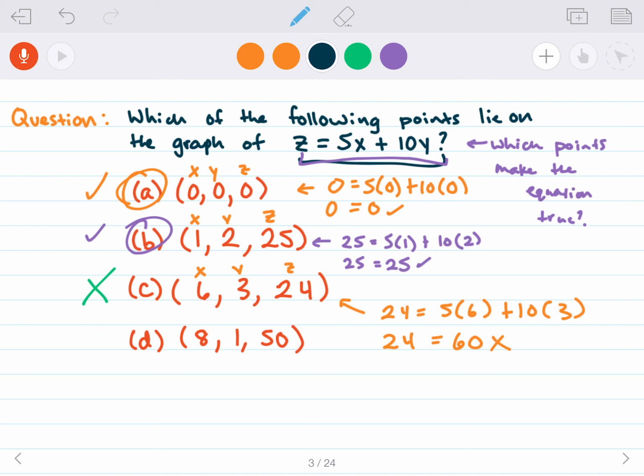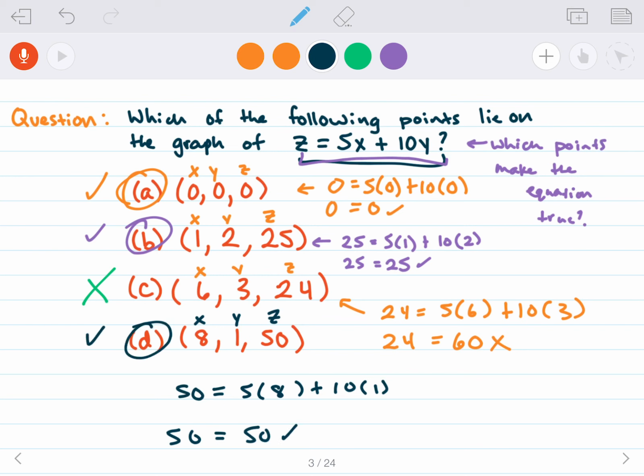And let's do the last one, 8, 1, and 50. So x is 8, y is 1, z is 50. Plugging this into our equation, we get 50 is equal to 5 times 8 plus 10 times 1. So that's going to be 40 plus 10, which is indeed 50, so this one is on our graph. So the only one that isn't is C.